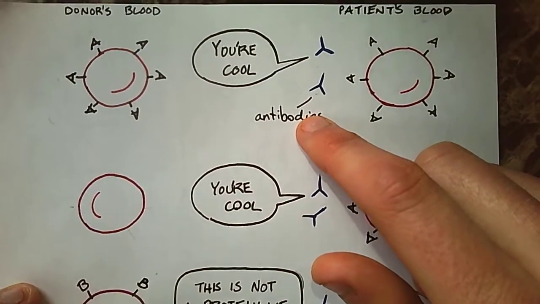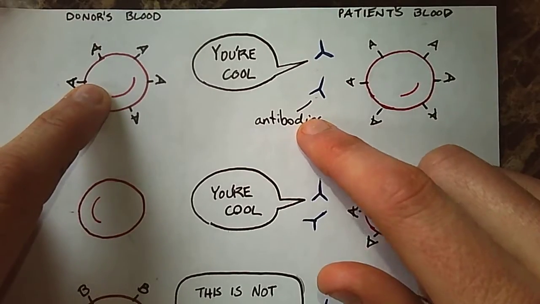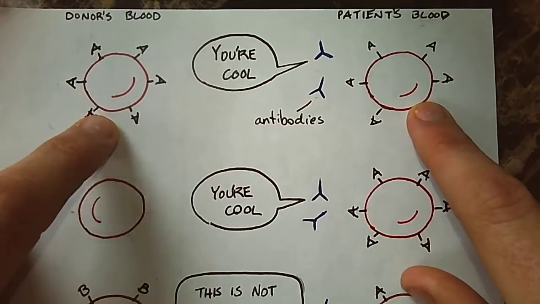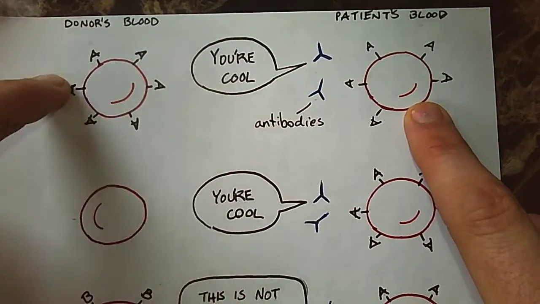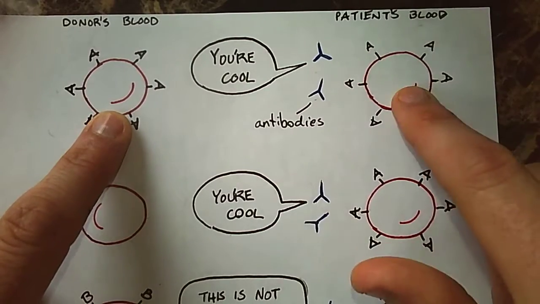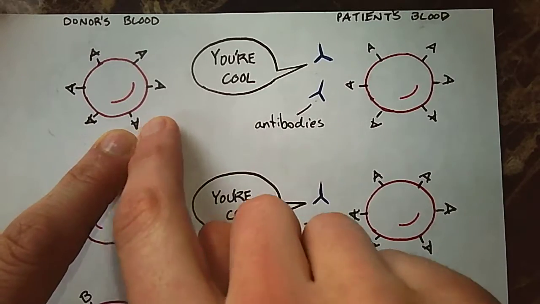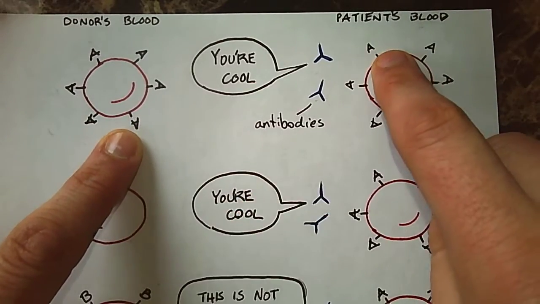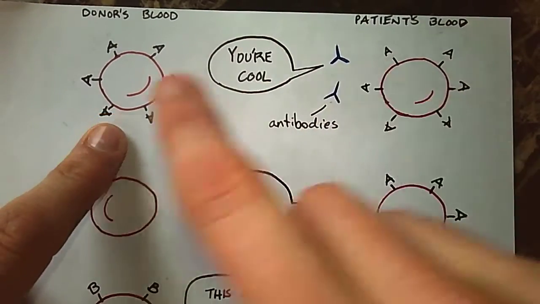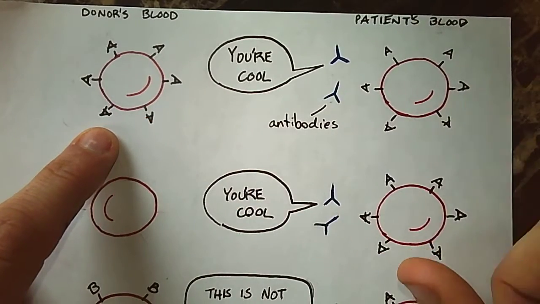So let's say we have a person with type A blood donate to this patient. Right? Now we have this donor's red blood cells in the patient's blood, and these antibodies are going to bump into these A proteins, and they're going to recognize these A proteins as their own. There's really no difference between them, and so a type A person can donate to a type A person.